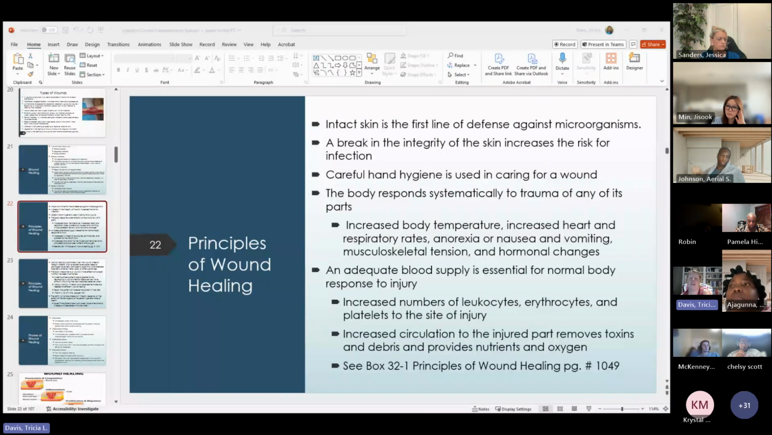Increased numbers of leukocytes, erythrocytes, and platelets go to the site of injury. So we have to have good blood supply, okay? Because we need all these things to happen during that state of inflammation whenever we get a wound. Increased circulation to the injured part of the body does a lot of different things. It helps to remove toxins. We see those phagocytes kick in and start taking that debris away. And then that good blood flow is going to provide the nutrients and the oxygen level that we need to heal.